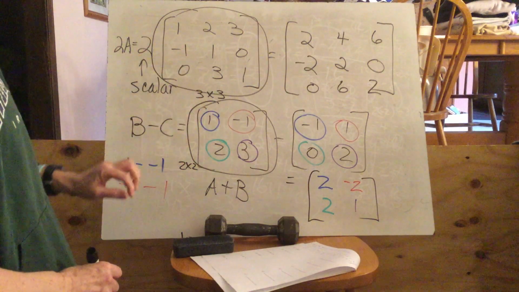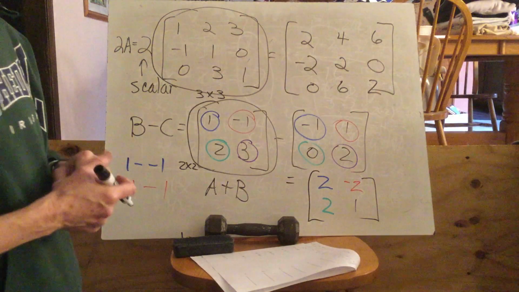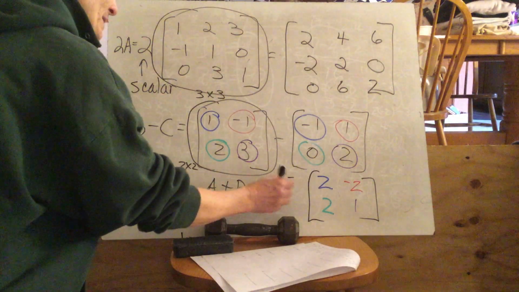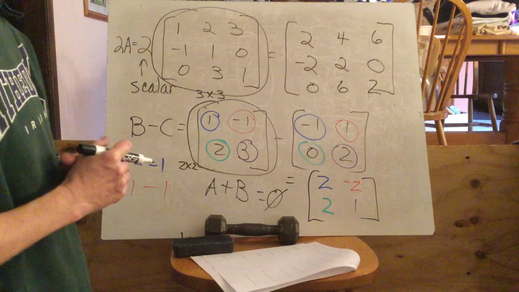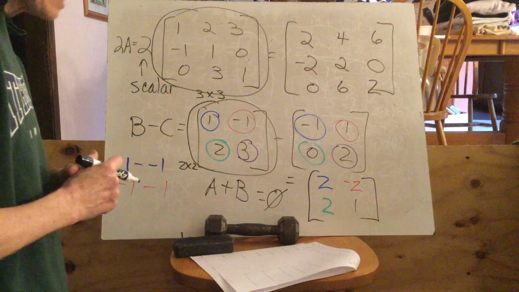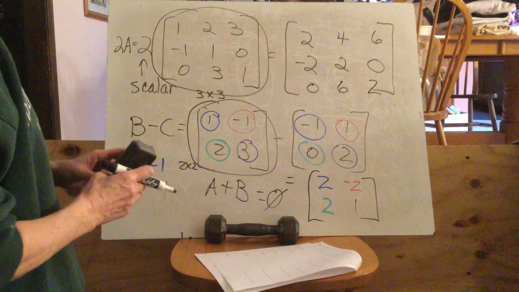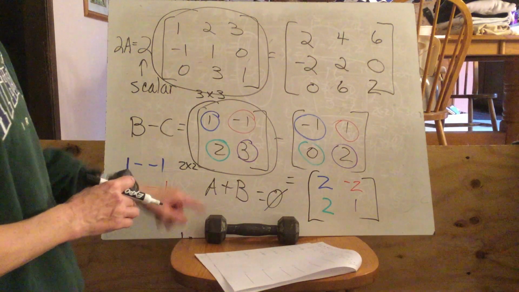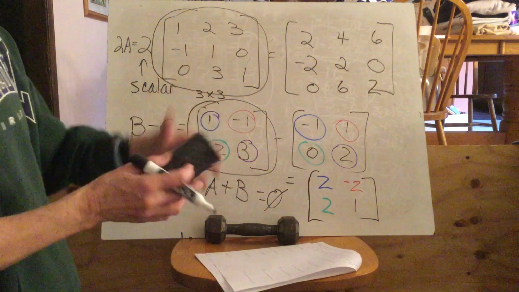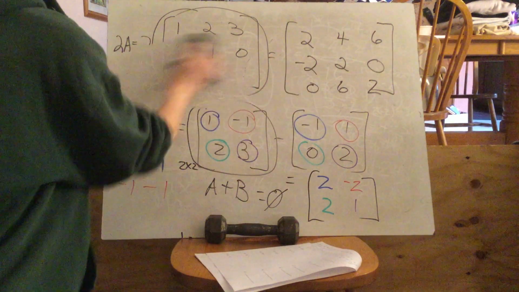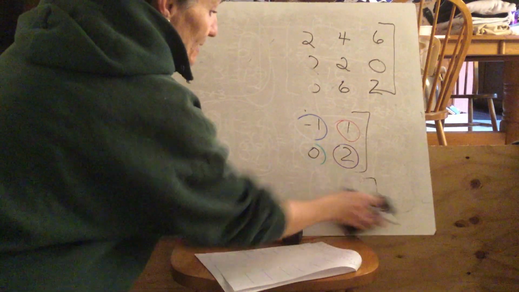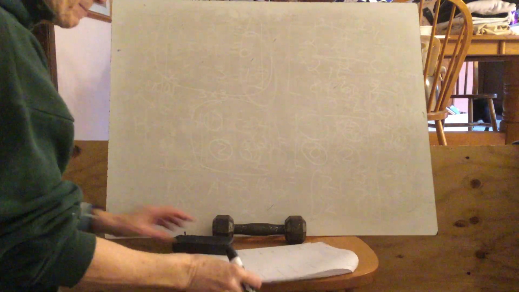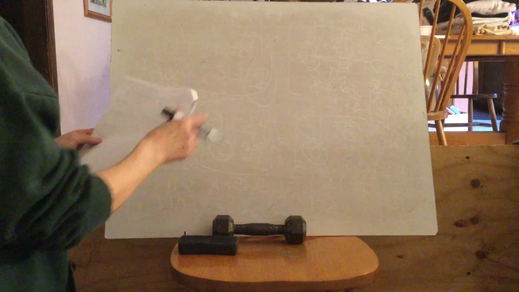Can these two matrices, A and B, be added? No. A and B cannot be added because they are not the same size. So the answer to C, which is A plus B, is you can't do it. It's not possible. In order to add matrices, they must have exactly the same dimensions. Think of it as they have to be exactly the same size.